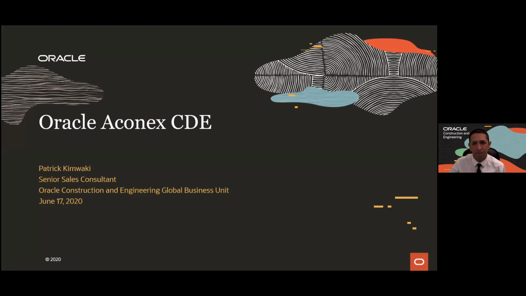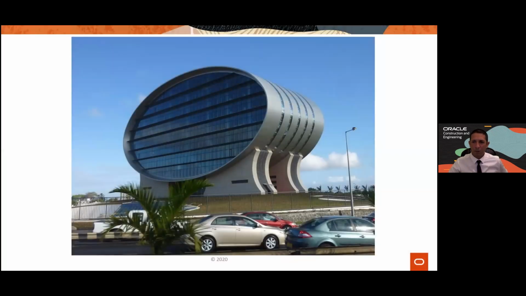Thank you, Anil. Thank you for the introduction. So I've been to Mauritius a few times now, and I love this building. The design work, the architectural work was superbly well done.